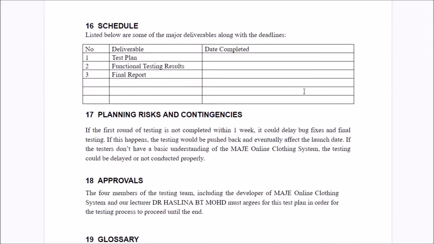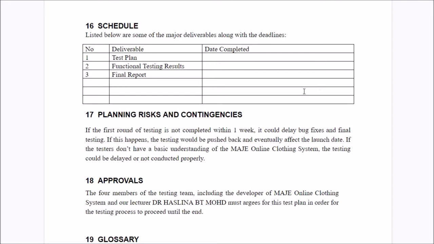Next is schedule. This is the schedule for the test plan, functional testing result, and final report. And next is planning risk and contingency. If the first round of testing is not completed within 1 week, it could delay the bug fix and final testing. If this happens, the testing would be pushed back and eventually affect the launch date. If the testers do not have a basic understanding of the Magic Online Coding System, the testing could be delayed, not conducted properly.